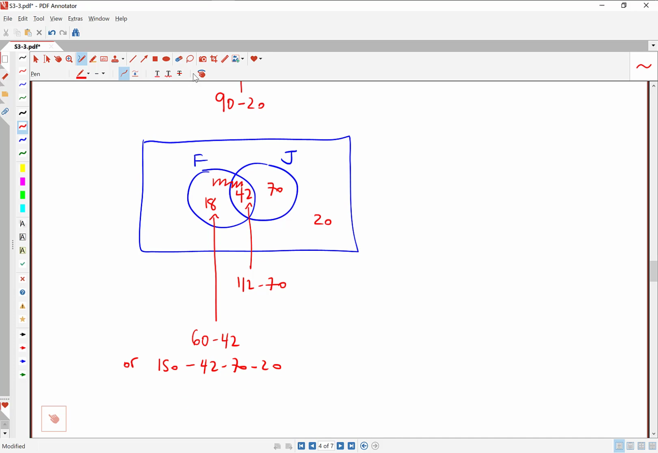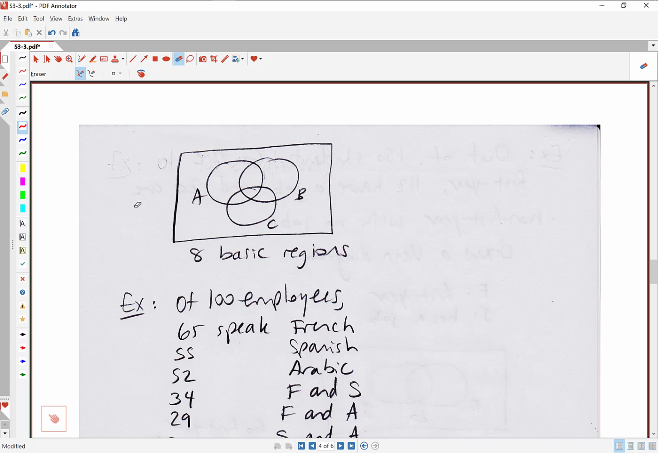So I'm just going to take the path of least resistance and do the easier calculation and go 60 minus 42. Now we're going to do a couple of examples with Venn diagrams with 3 sets. So if you have 3 sets A, B, C, this leads to 8 basic regions. You can count them. 1, 2, 3, 4, 5, 6, 7, and then don't forget that outer region. So there are 8 basic regions there.